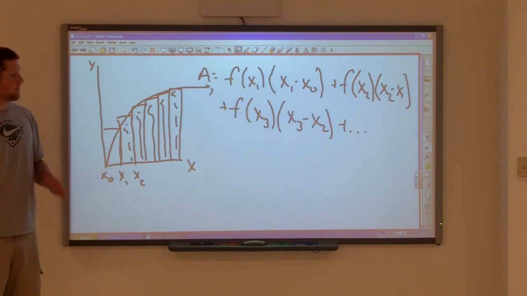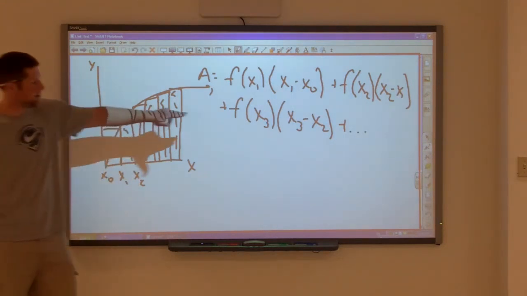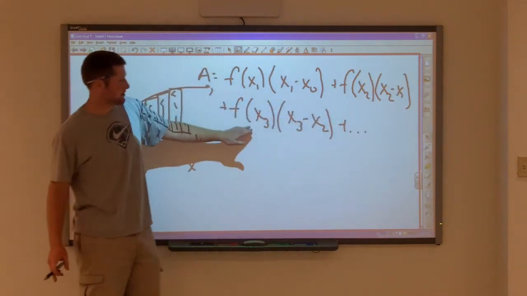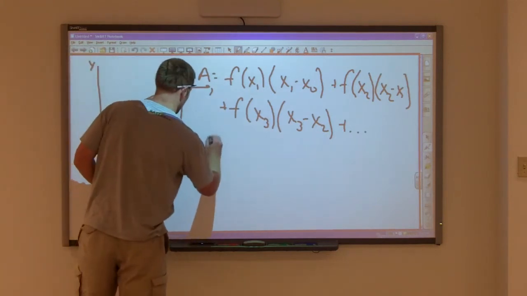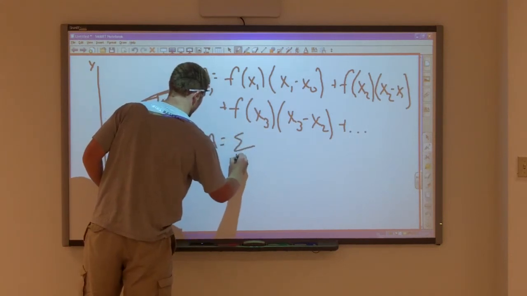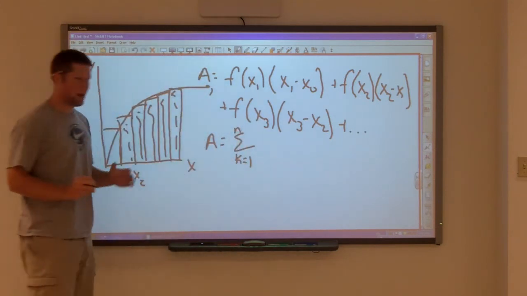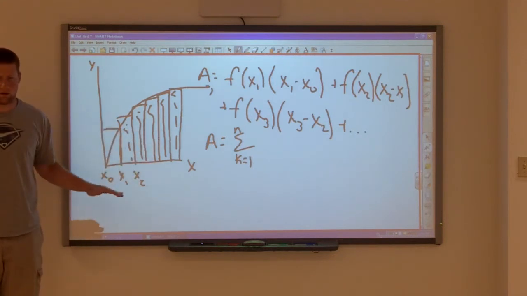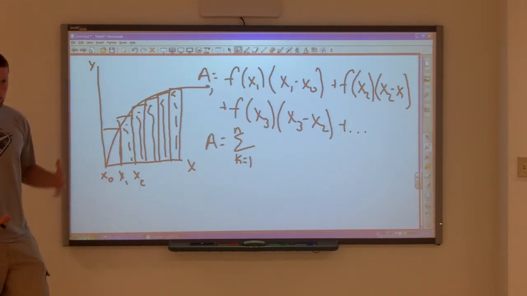Alright, so now if we look at it really closely, notice how we start with f of x sub 1, we go to f of x sub 2, then to f of x sub 3. So if we're going to simplify this and write it in summation notation, we can write the sum from k equals 1 to n, where n is simply our number of rectangles that we want under the curve. The more rectangles we have, the more accurate our approximation of the area will be.